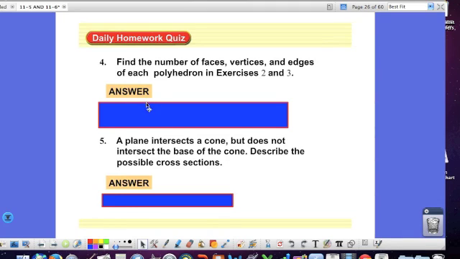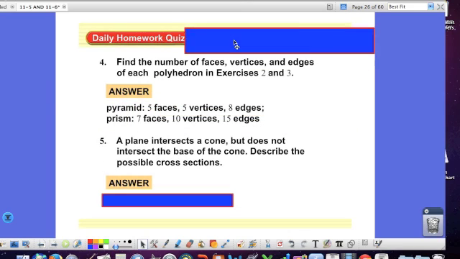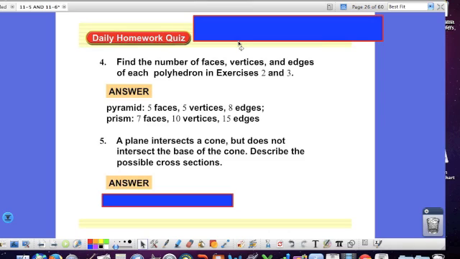Find the number of faces, vertices, and edges of each polyhedra in exercises 2 and 3. You can go back and count those. Check on the pyramid. There's 5 faces, 5 vertices, and 8 edges. On the prism, there's 7 faces, 10 vertices, and 15 edges.